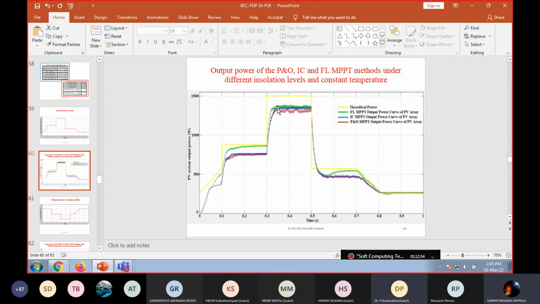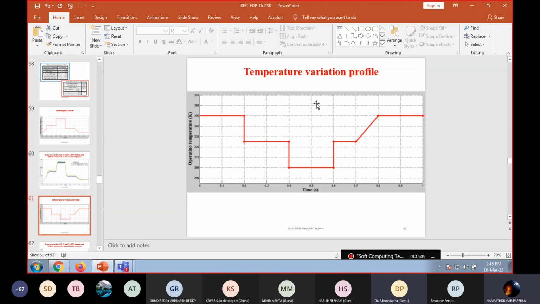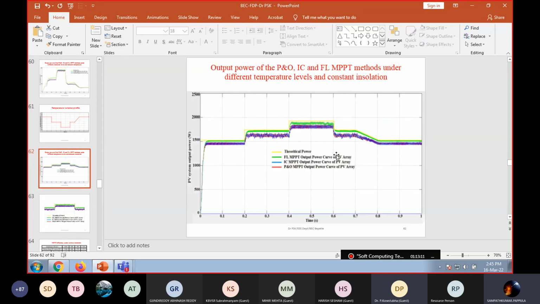So here the green line shows the fuzzy logic method. Here we will get the maximum power. If you change the temperature variation profiles, if you change the temperatures in different time periods, what will happen? In this case the fuzzy logic gives better results compared to the IC and PO methods. So the green line shows the fuzzy logic when you change these temperatures.